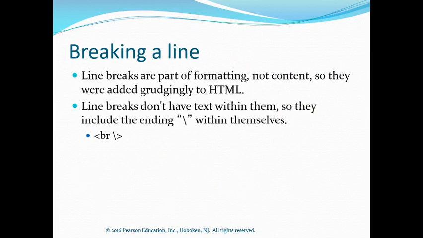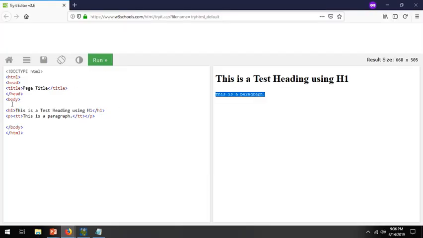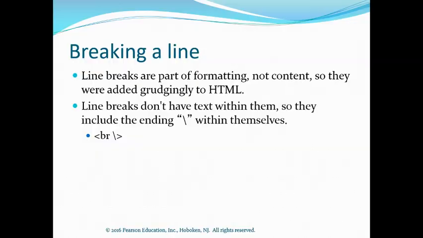So breaking a line. Line breaks are part of formatting, not content. So they were added grudgingly to HTML. Line breaks don't have text within them, so they include the ending slash within them. Right, so we just use the BR tag. Let's try this here. So we're going to do BR slash like this. And let's put one before here. We'll do one here, and we'll do one after here. Actually, that makes sense. So we're not actually going to see anything, but it's going to be a space within.